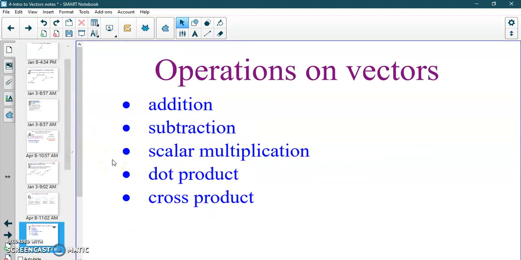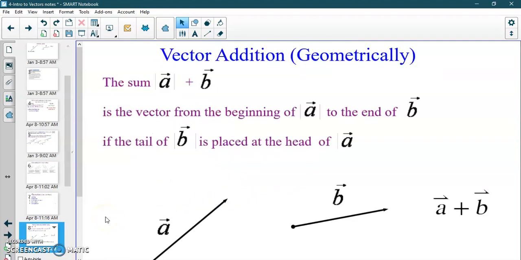Some operations that we can do with vectors, addition and subtraction, is what we're going to take a look at here in this video. We can also look at scalar multiplication, dot product, and cross product. Okay, so looking at vector addition. If we say the sum of vector A plus vector B, well, we're saying that that's the vector from the beginning of vector A to the end of vector B. So we place the tail of vector B at the head of vector A.